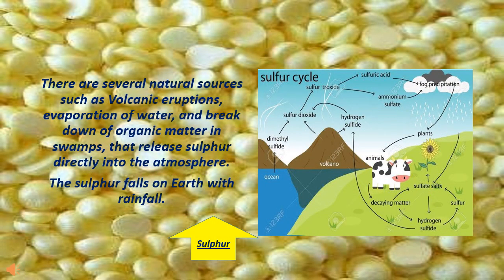There are several natural sources such as volcanic eruptions, evaporation of water, and breakdown of organic matter in swamps that release sulfur directly into the atmosphere. The sulfur falls on Earth with rainfall.